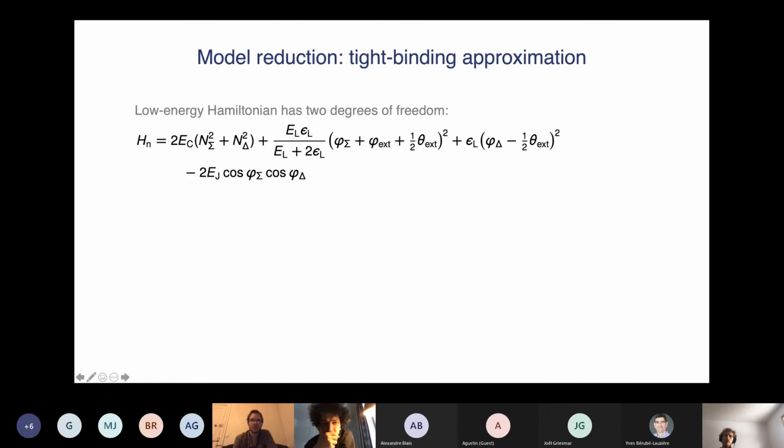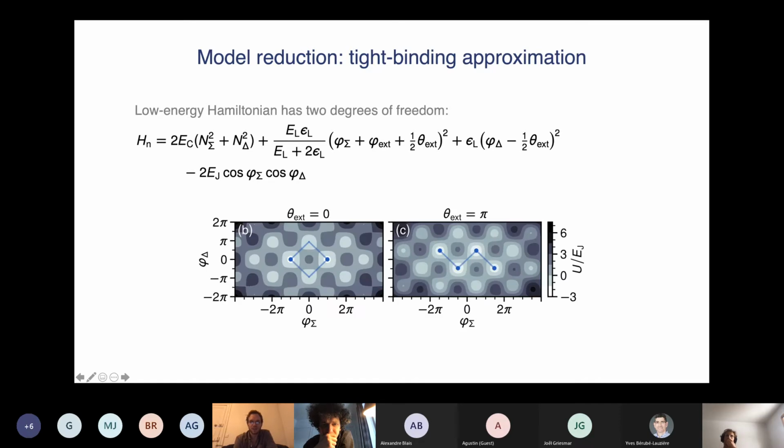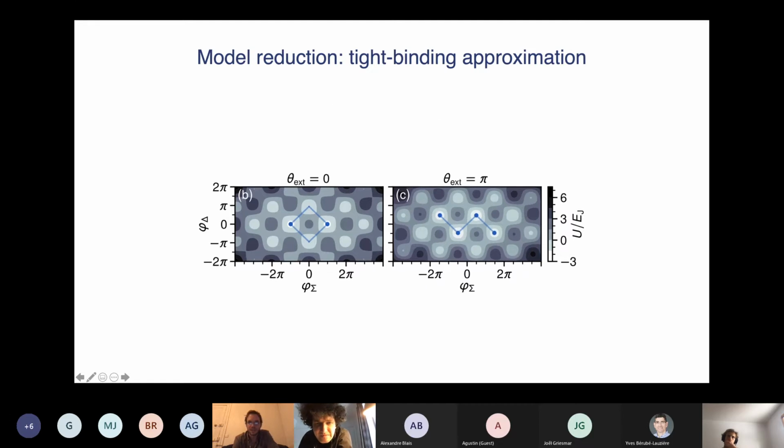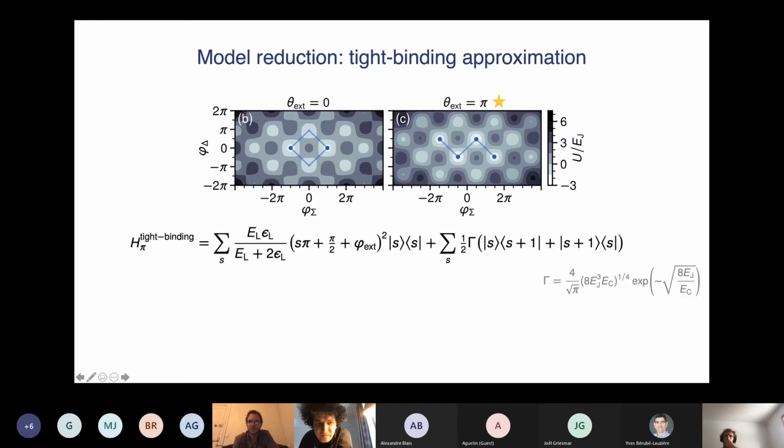Okay, so we now have this 2 degree of freedom Hamiltonian, which is in terms of phi sigma and phi delta. And here we have the coupling due to the Josephson junctions. I'll remind you again what the potential energy landscapes look like. And here we're going to focus specifically on the case of pi.